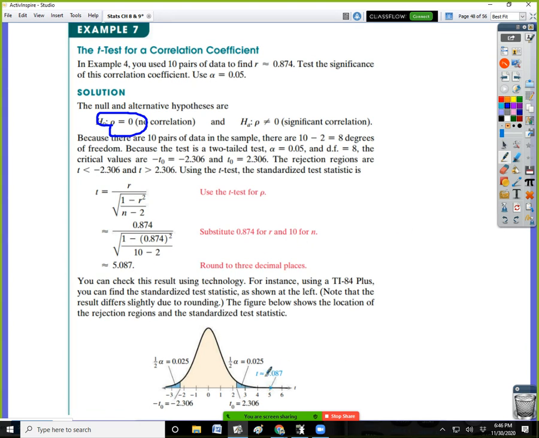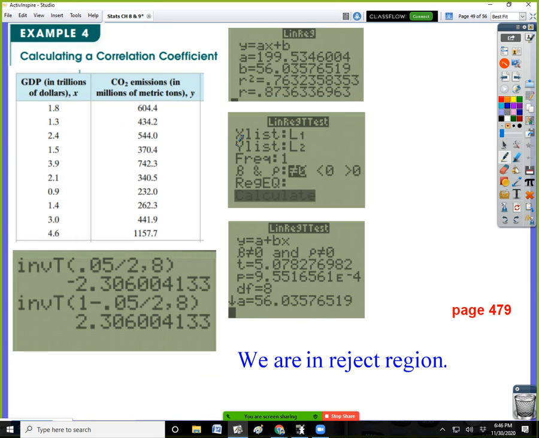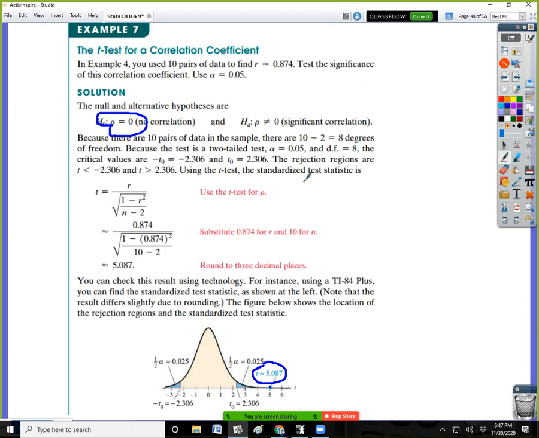Now when I look at it, I say my thing is way over here, right? And I'll have to be at least there, okay? Note the results differ slightly at rounding, so we can check that out. So 5.07, so there is correlation, okay? We reject the no correlation and we accept significant correlation.